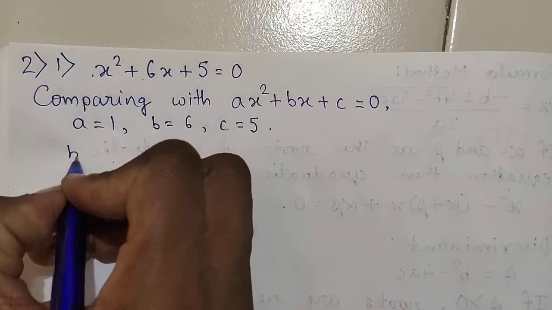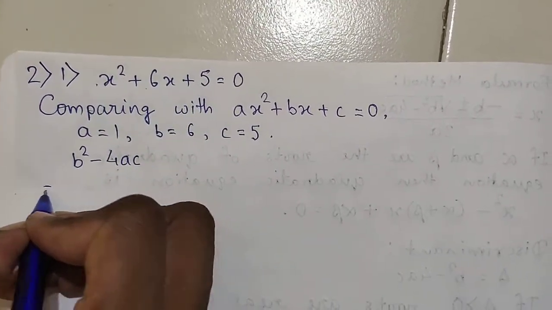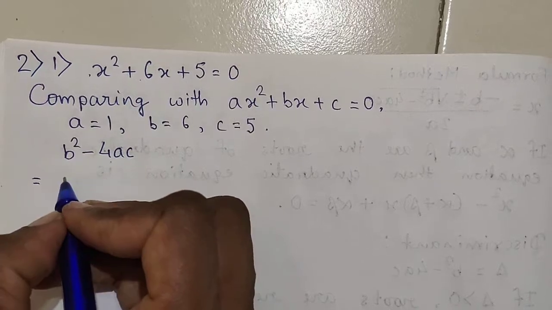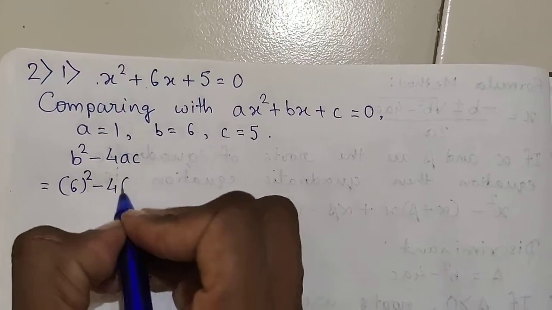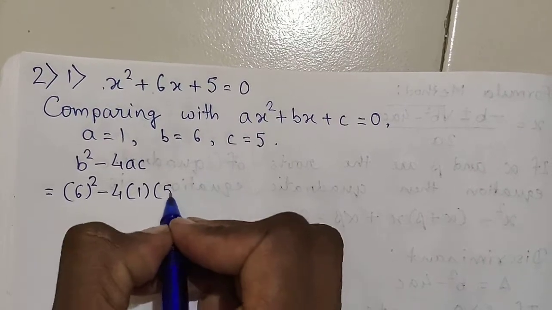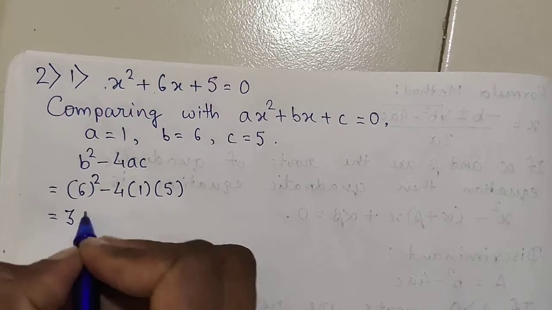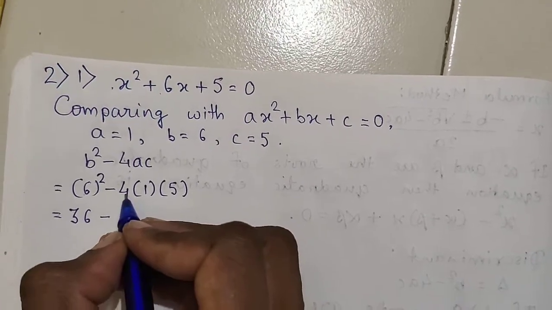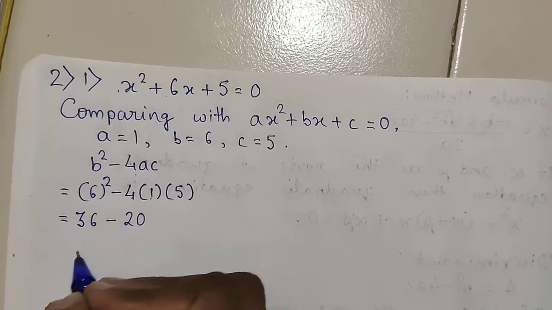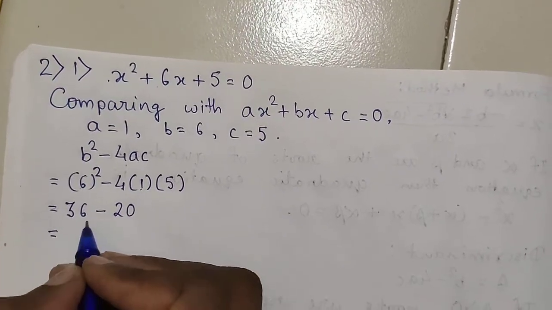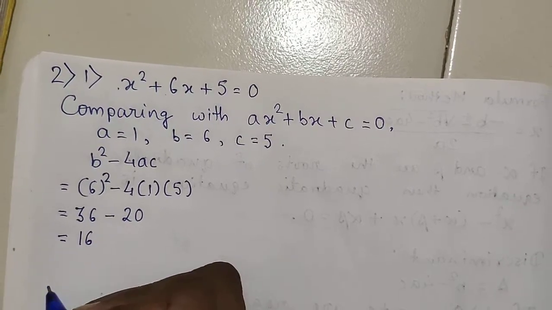Now after this we are going to find b square minus 4ac. Okay, let us put the values. What is b? 6, minus 4. What is a? 1. What is c? 5. Now what is 6 square? 36 minus, this is 4 times 1 is 4, and 4 times 5 is 20. Now if you subtract 36 minus 20, that gives you 16 only.